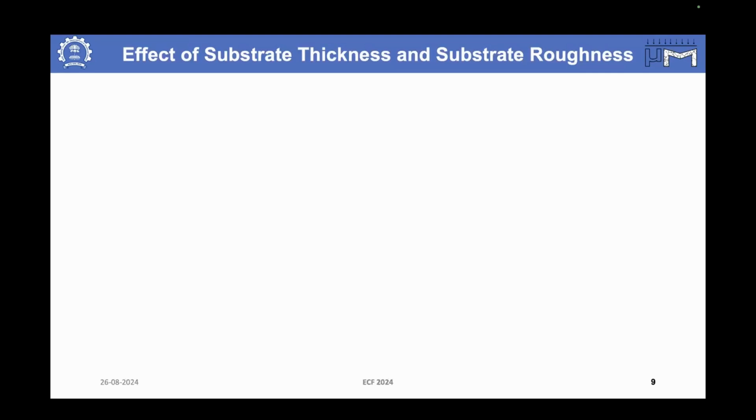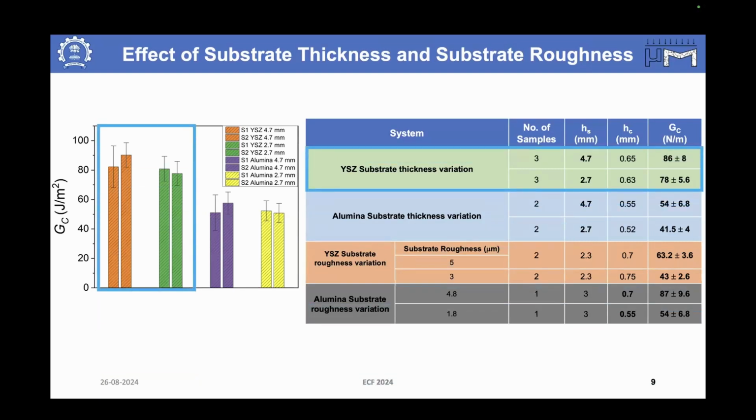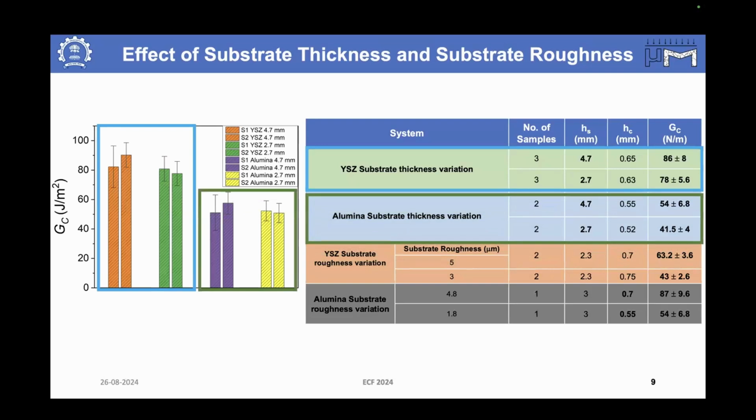Using this same geometry, I have done some tests to assess the effects of substrate thickness and substrate roughness on the interface toughness values. Here you can see that with the change in substrate thickness from 4.7 mm to 2.7 mm, there is very little change observed in the interfacial toughness values. Similar was the case when alumina was deposited on the same substrate. Here also, when the substrate thickness changes, there was very little change in the GC values.